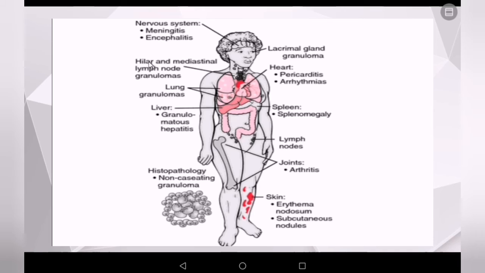So these are all the organs and systems involved in sarcoidosis. In the nervous system, it causes meningitis and encephalitis. It can also cause lacrimal gland granuloma. In the heart, it causes pericarditis and arrhythmias. In the spleen, it causes splenomegaly. Lymph nodes are also involved, having granulomas. In the joints, it causes arthritis. In the skin, you can see erythema nodosum and subcutaneous nodules. In the liver, you can see granulomatous hepatitis, hilar and mediastinal lymph node granulomas, and all of these will show non-caseating granuloma in the histopathology, which is the hallmark of sarcoidosis.